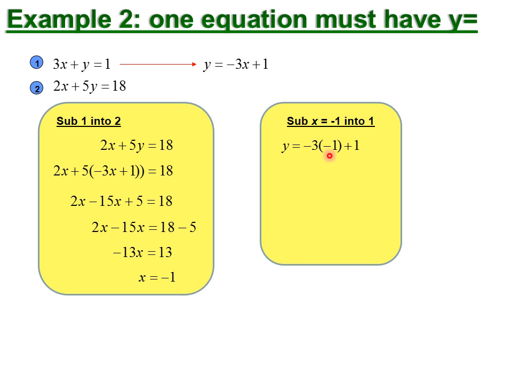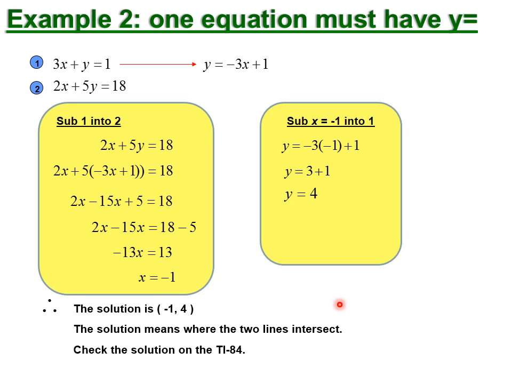Okay, so there it is. I've plugged it in right into here. Negative 3 times negative 1 plus 1. Do some quick math on that. 3, that becomes 3. A negative times a negative becomes a positive. Plus 1. 3 plus 1 is 4. So here I have my point of intersection. I'm just going to write that same statement again. The solution is negative 1 comma 4. Okay, that is our point of intersection.